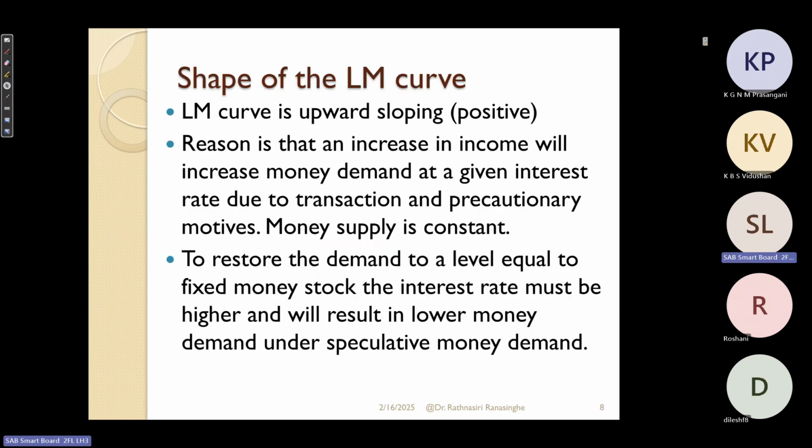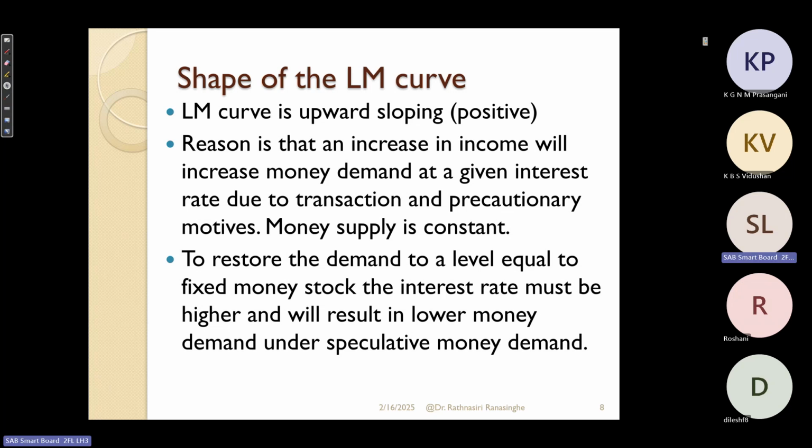Now we are going to look at the shape, as we discussed. The shape is upward sloping, a positive slope. So you know why there is a positive slope, right? See, the income level increases from one level to another level.